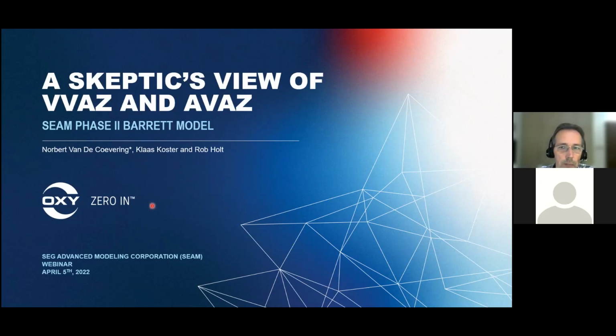The title is A Skeptic's View of VVAz and AVAz, velocity variation and amplitude variation with azimuth, and in particular, how we use this SEAM Phase 2 unconventional Barrett model. Some of you may have seen some of this work before at a previous SEG conference or in The Leading Edge, but since we have a bit more time today, we'll go into more detail and some recent updates, and hopefully we'll have a good discussion at the end.